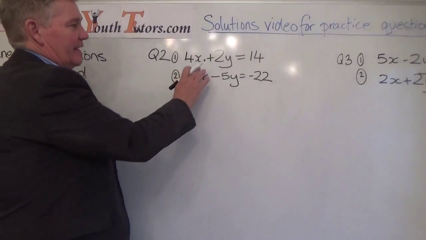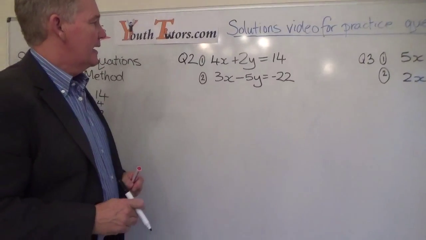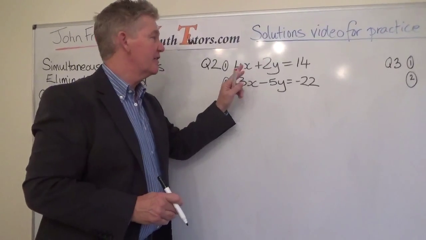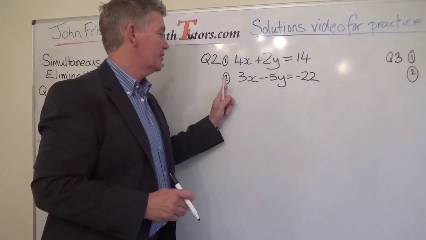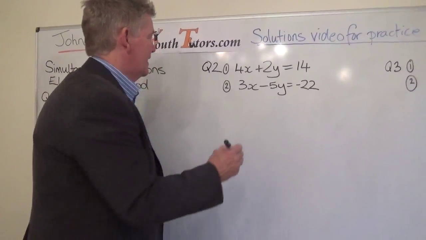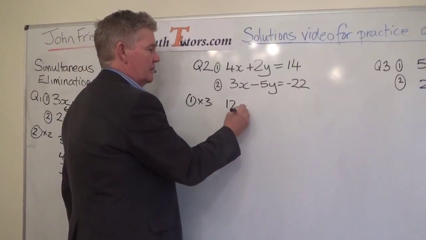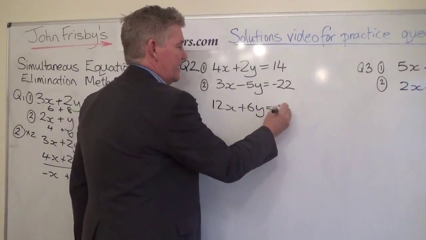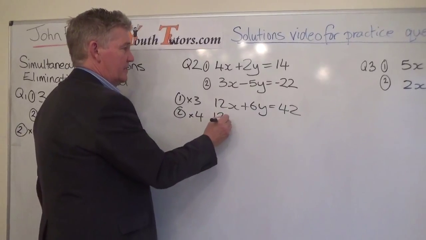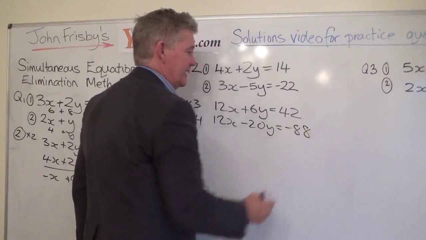Question 2. How can we get these two to eliminate? It's a little bit trickier. So what I'm going to do is multiply equation 1 by 3, that will give me 12x, and I'm going to multiply equation 2 by 4, that will also give me 12x, and I'll eliminate the x's. So equation 1 times 3 will give us 12x plus 6y equals 42. Equation 2 times 4 will give us 12x minus 20y equals minus 88.